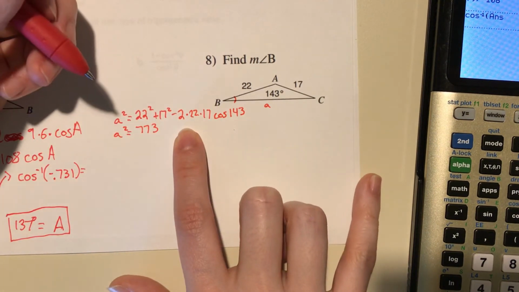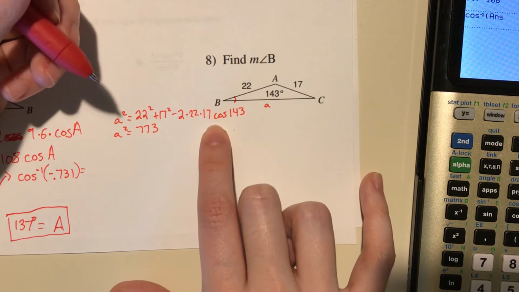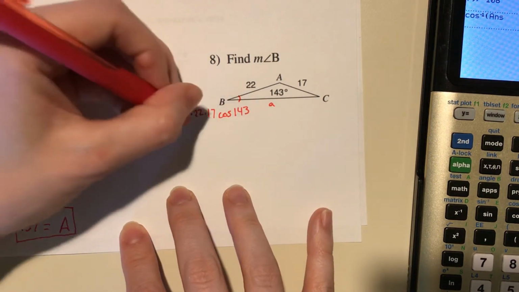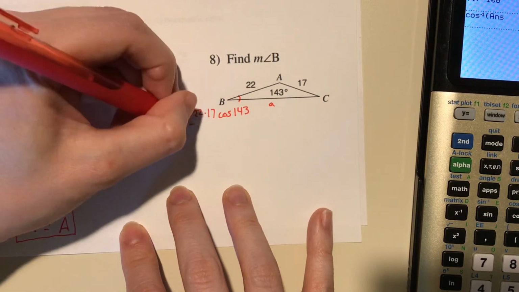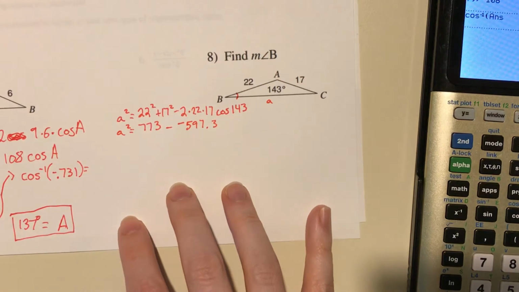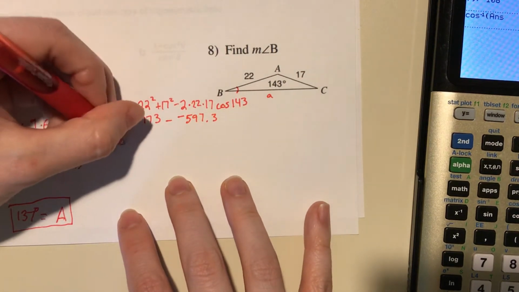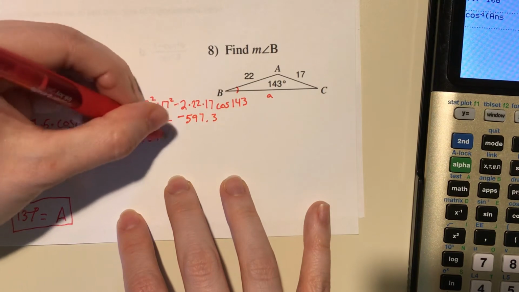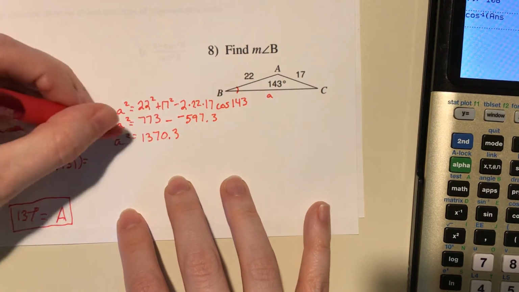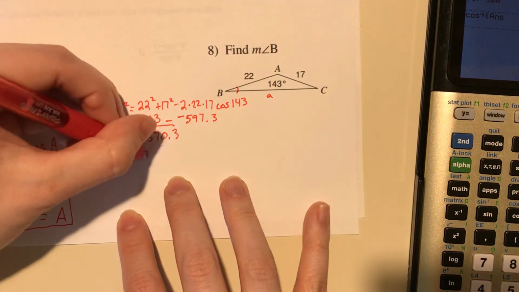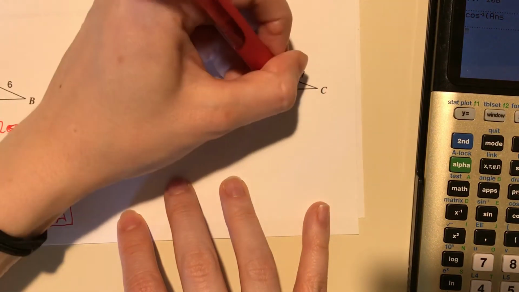And then negative 2 times 22 times 17 times the cosine of 143 is going to be minus negative 597.3. And then we'll put those together. So a squared is going to be equal to 1,370.3. And take the square root of both sides. A is equal to 37. So right here, A equals 37.